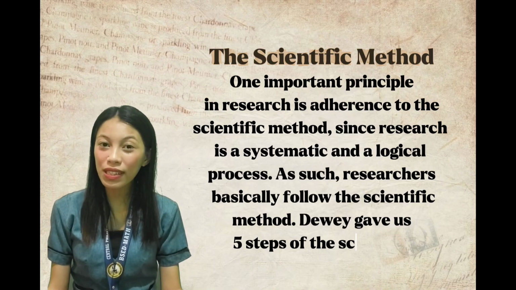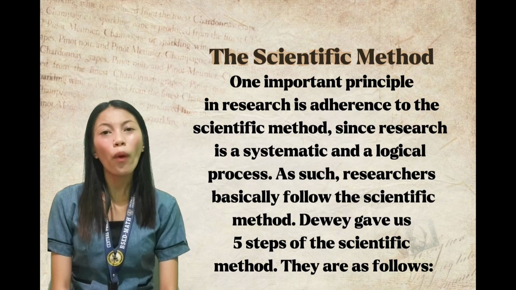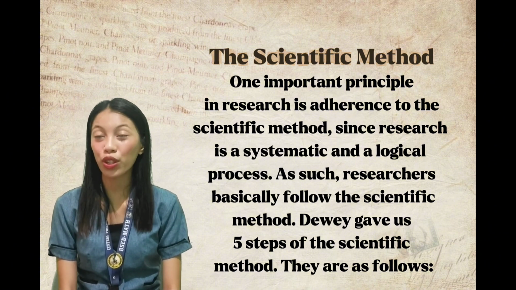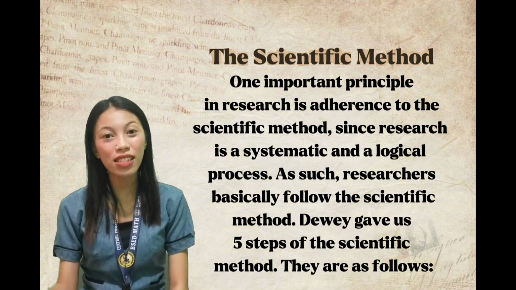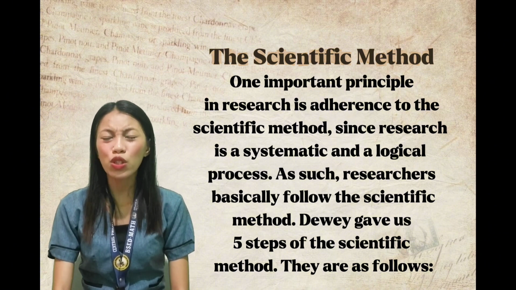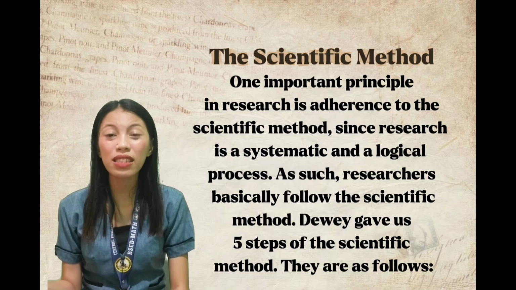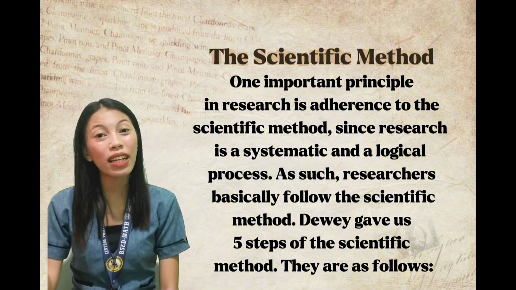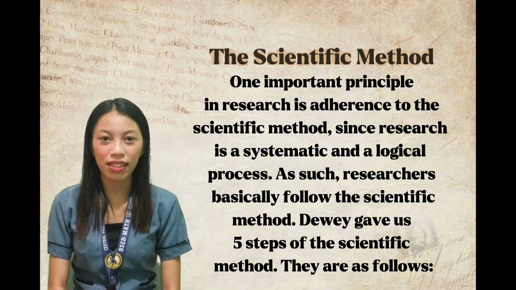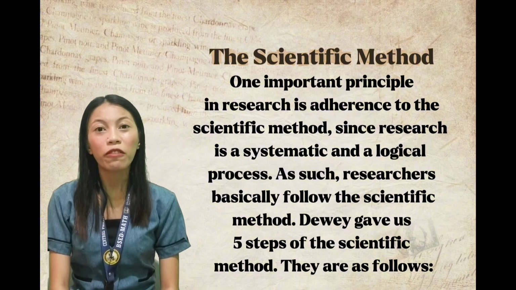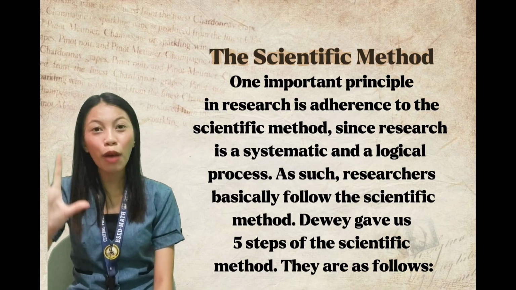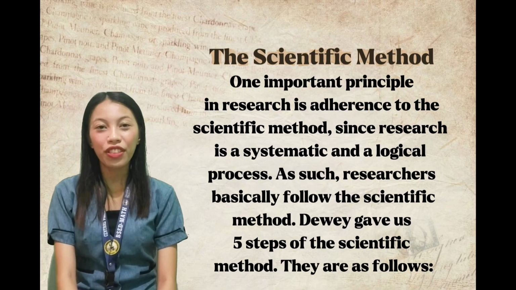So, let's proceed to the scientific method. One of the important principles in research is adherence to scientific method, since research is a systematic and logical process. So what is systematic? Systematic is an organized, step-by-step way, and the logical process is the clear reasoning and evidence. As such, researchers basically follow the scientific method. There are 5 steps of the scientific method. They are as follows.